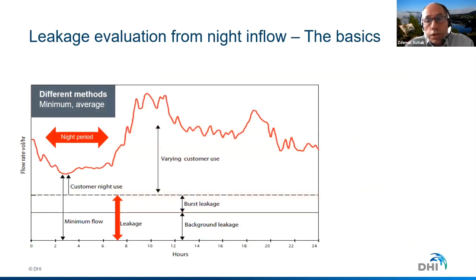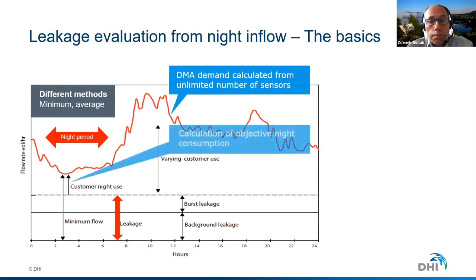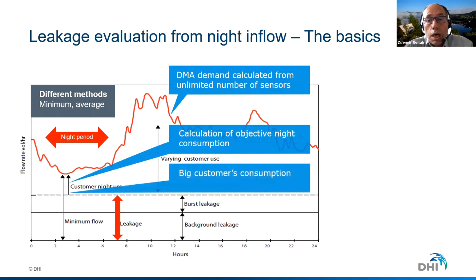The leakage evaluation from night inflows is based on calculation of district metered area demand time series, which comes from a theoretically unlimited number of sensors. Leakage is then derived from the night minimum, using an assessment of night consumption of standard consumers. In some district metered areas, it's important to assess or measure bulk customers' consumption. Also, sometimes it is important to take into account the pressure factor.